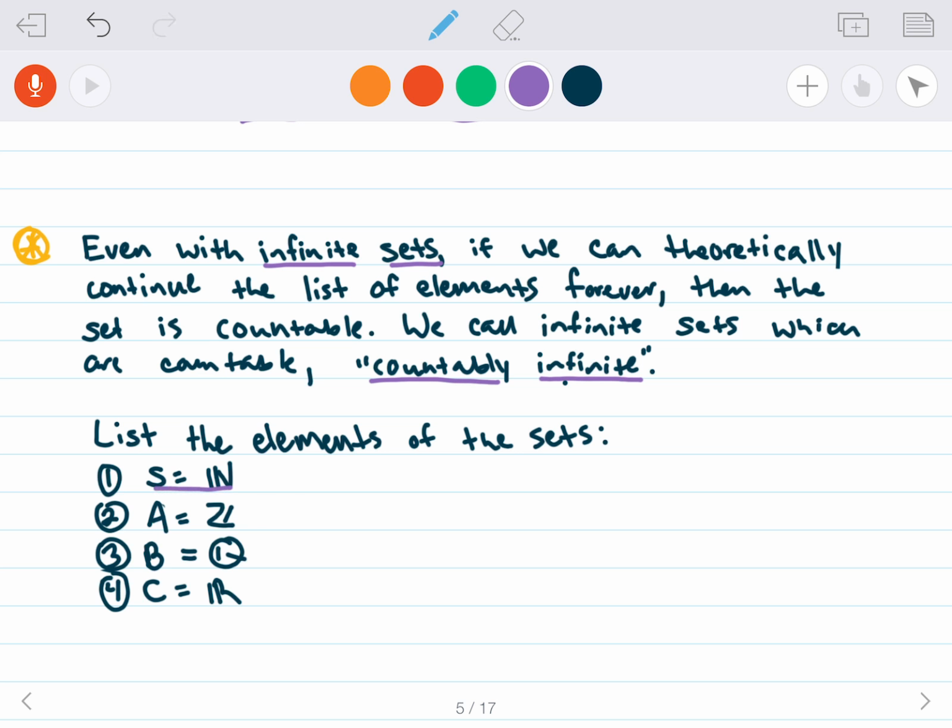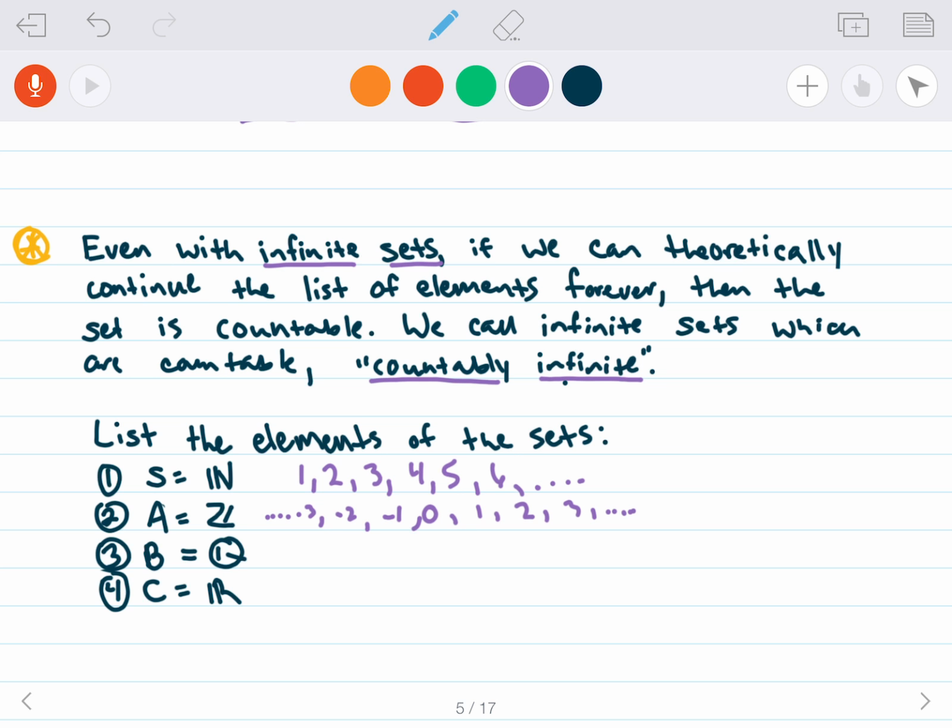And so here's some examples. If my set is the natural numbers, I have 1, 2, 3, 4, 5, 6, and theoretically, I can keep going forever and ever. Same thing with the integers. I can list them. I can say, well, I have 0, I have -1, I have -2, I have -3, and theoretically I can go that way forever. And also theoretically I can start listing them this way forever. So the integers are also countable.